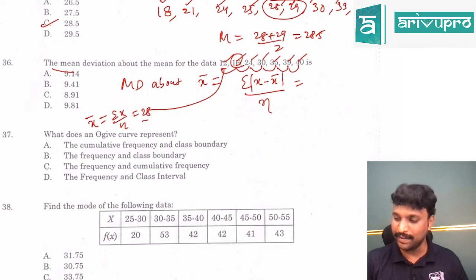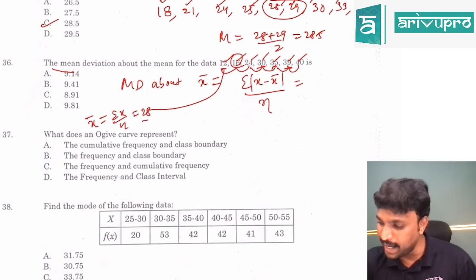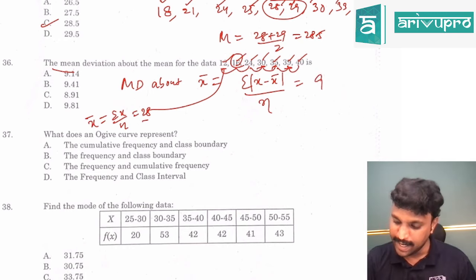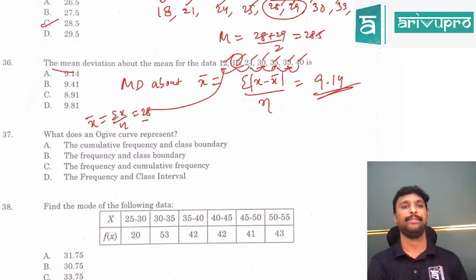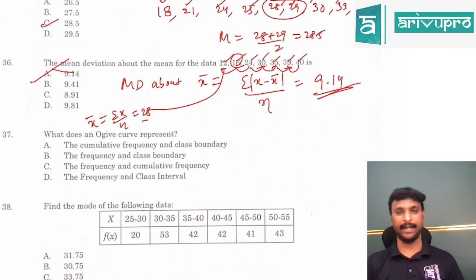24 minus 28, the difference is 4, plus. Then 30 minus 28, the difference is 2, plus. 35 minus 28, the difference is 7, plus. 39 minus 28, the difference is 11, plus. 40 minus 28, the difference is 12. So the sum is 64 divided by 7. So the answer is 9.14. Option A is the right answer.